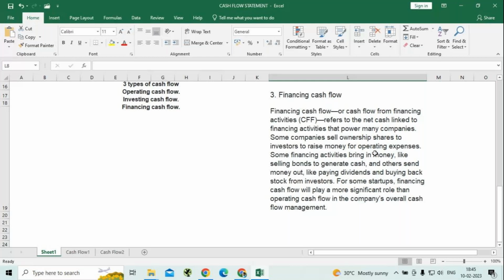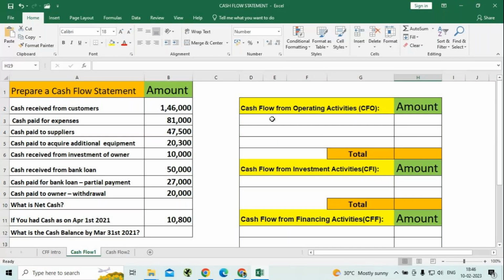So now let us take an example. So this is an example cash flow statement. You can see these three types of activities. You have to tell me which statement applies to which type of activity in the cash flow statement.